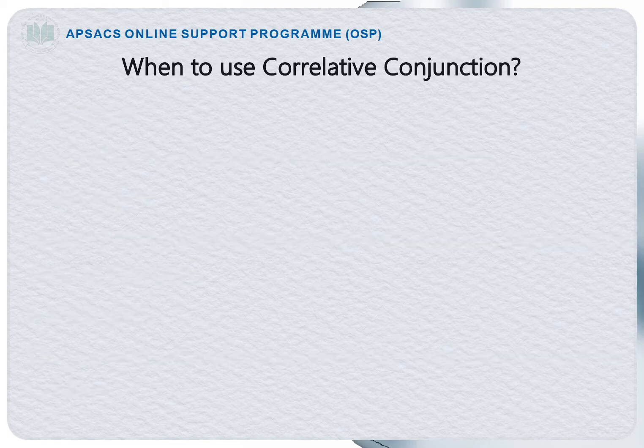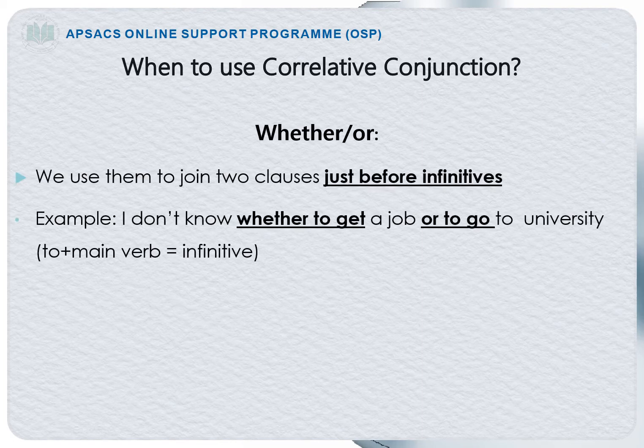When to use correlative conjunctions? Whether or: we use them to join two clauses just before infinitives. Example: I don't know whether to get a job or go to university. Now we have used whether and or just before the infinitive.